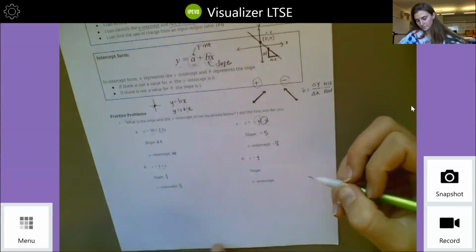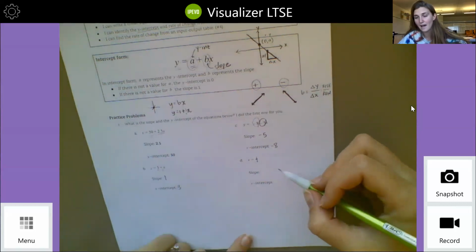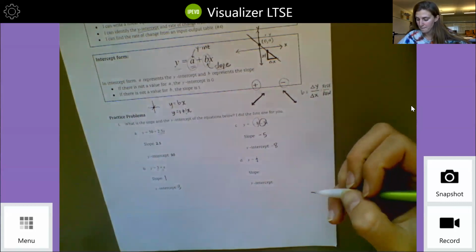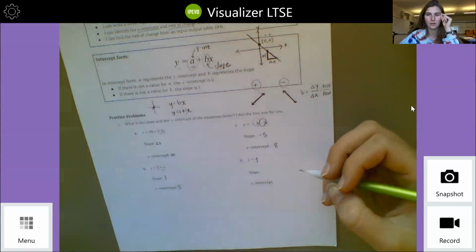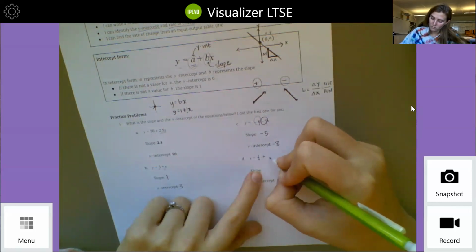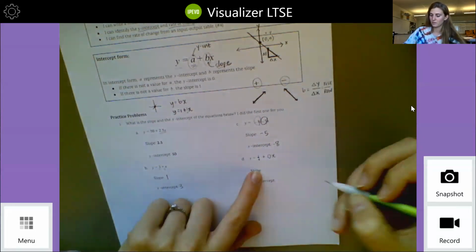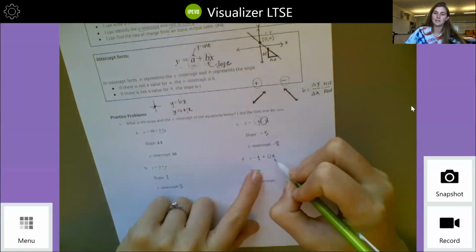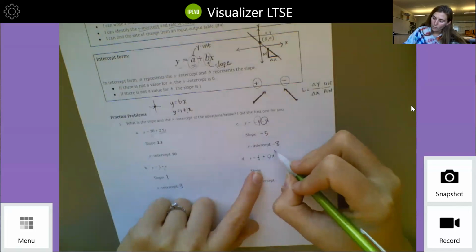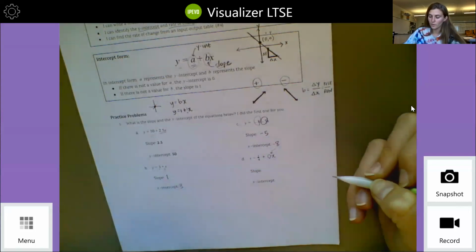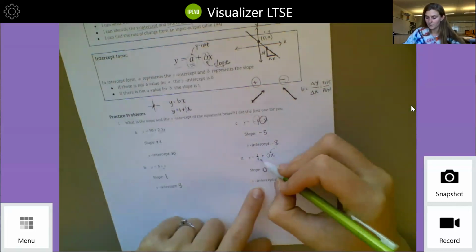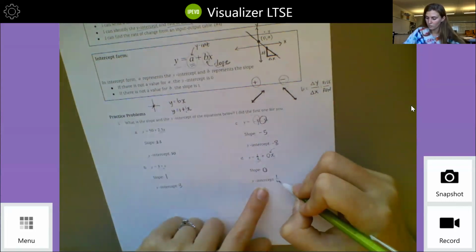Now the last one is a little different. We don't have an x value. So what you can think about is that we kind of have an invisible 0x there, because 0 times anything is always equal to 0, right? So we can add that on. And so that's still our slope. That slope is going to be 0. And then the y-intercept remains the same as 1/4.